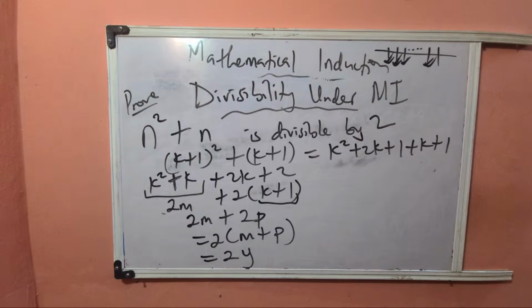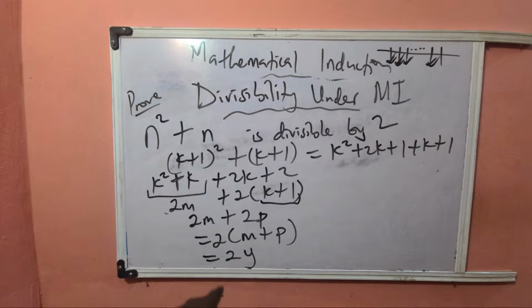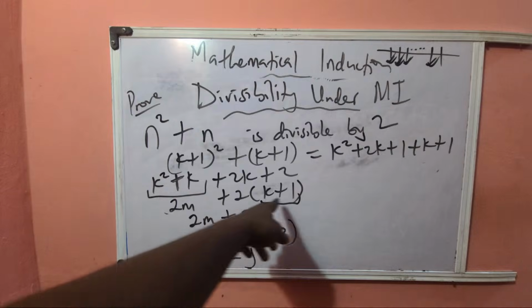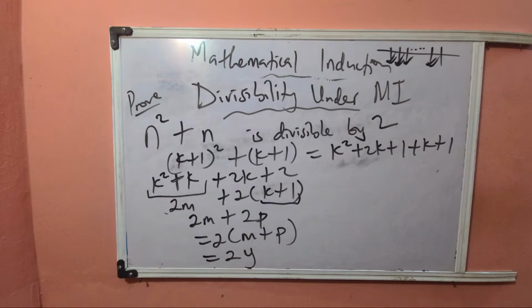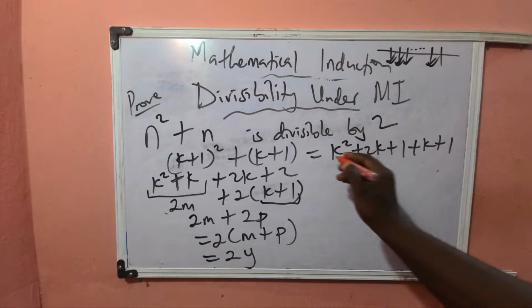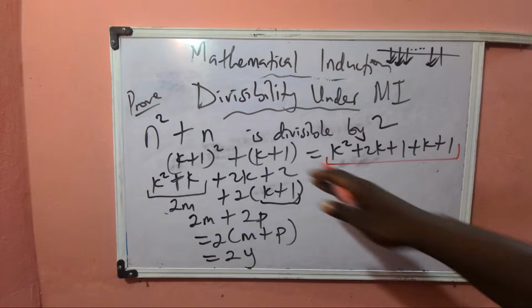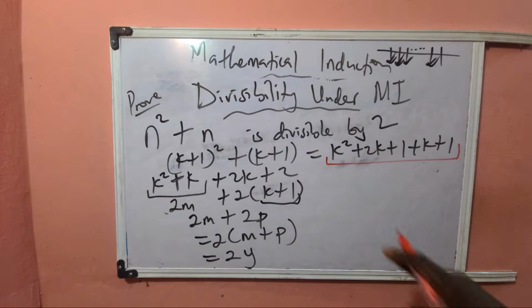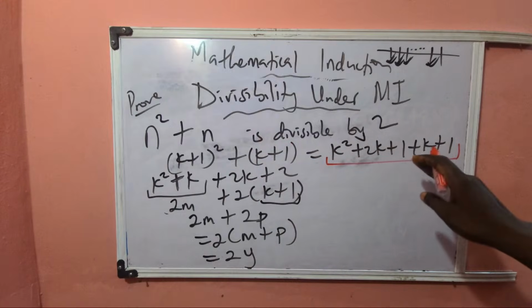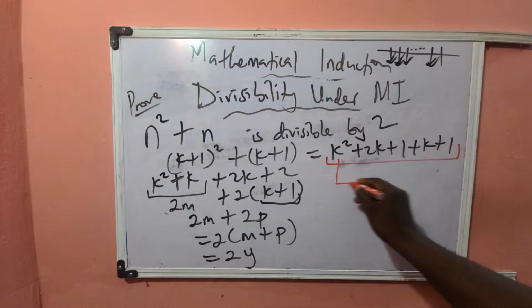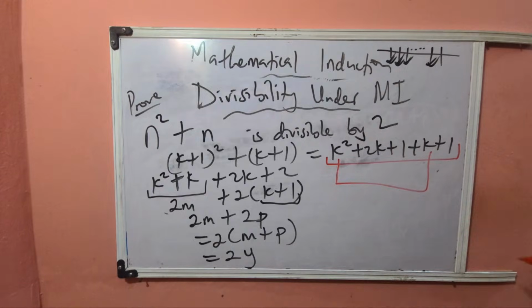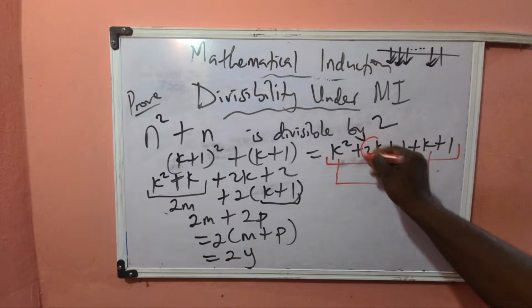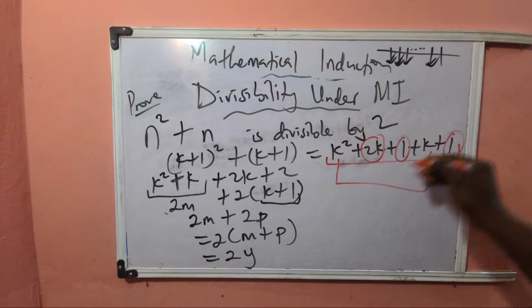Okay, so which last part do you have issues with? This thing I put here, this y I put here, you don't get confused though. How do I get this part? This is the whole thing when we extracted this. So you know already that k squared plus k was 2m. So I isolated it, and I'm left with 2k plus 1 plus 1, which is 2k plus 2.